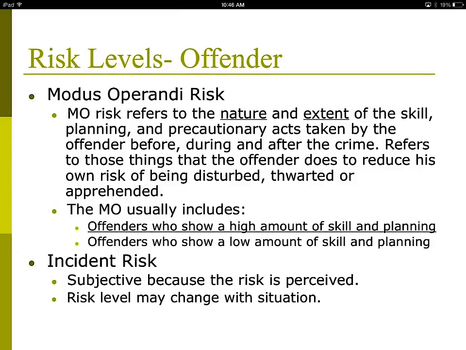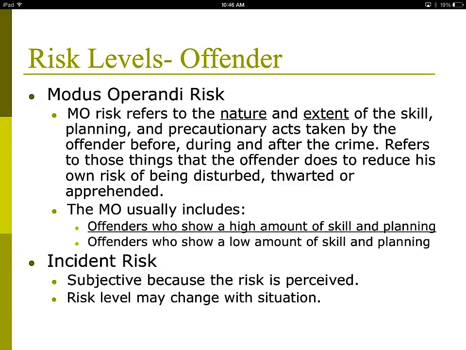Now, risk levels and the offender. We look at their MO. The MO refers to the nature and extent of the skill, planning, and precautionary acts taken by the offender before, during, and after the crime. It refers to those things that the offender does to reduce his or her own risk of being disturbed or apprehended.